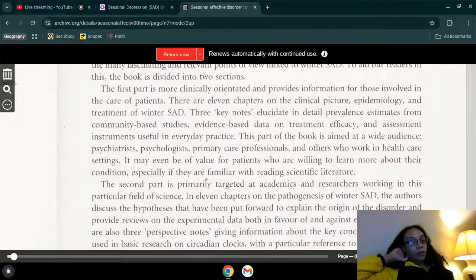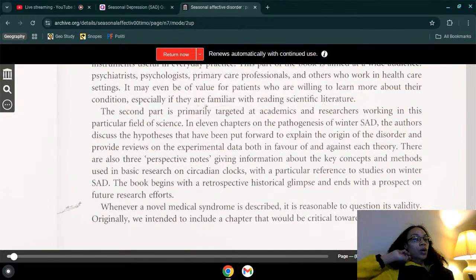This part of the book is aimed at a wide audience: psychiatrists, psychologists, primary care professionals, and others who work in healthcare settings. It may even be of value for patients who are willing to learn more about their condition, especially if they are familiar with reading scientific literature.